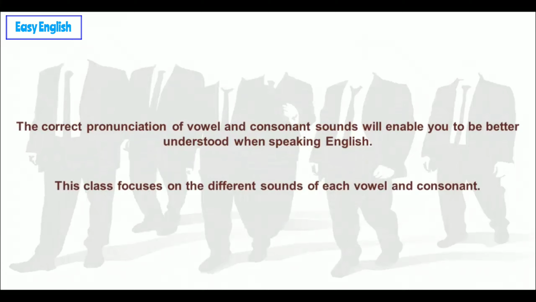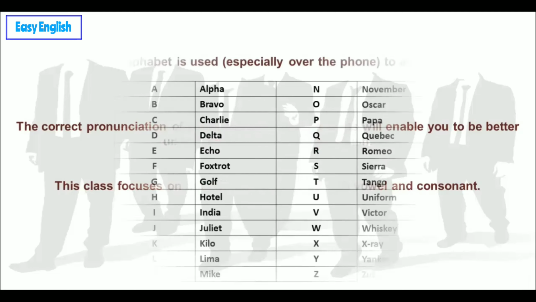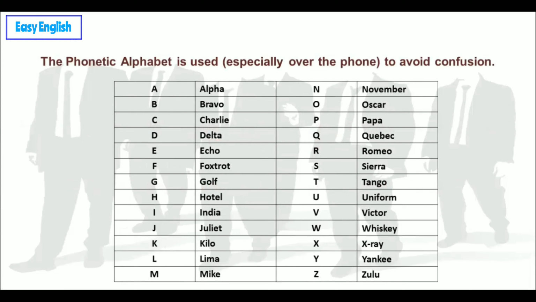The correct pronunciation of vowel and consonant sounds will enable you to be better understood when speaking English. This class focuses on the different sounds of each vowel and consonant. The phonetic alphabet is often used in professional situations, especially over the phone, to avoid confusion.